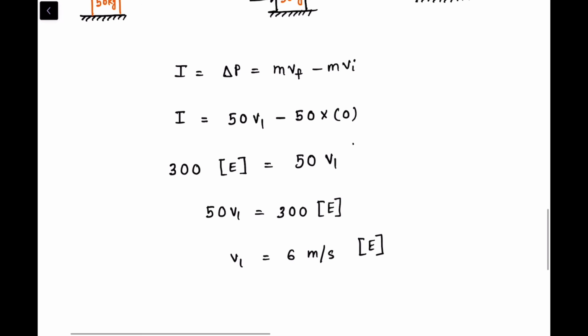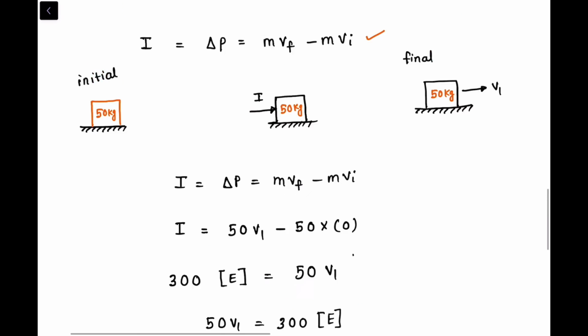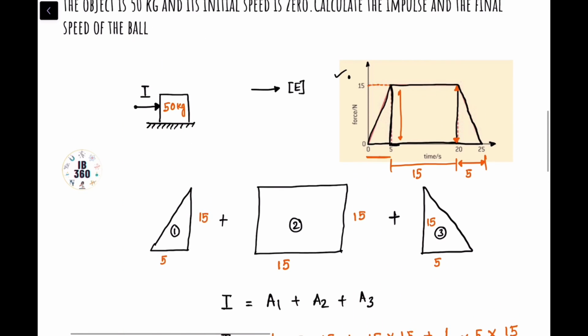Whenever you are solving for impulse, whenever you are in the middle of an equation, don't write the units, you'll get confused. After solving, then write the units. So v1 will be 6 meter per second towards the east. Okay, so I hope you got the question.